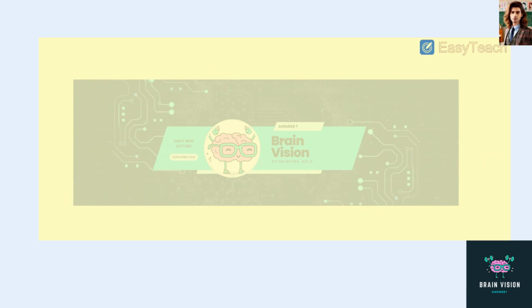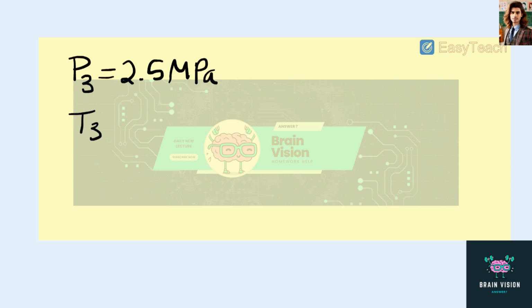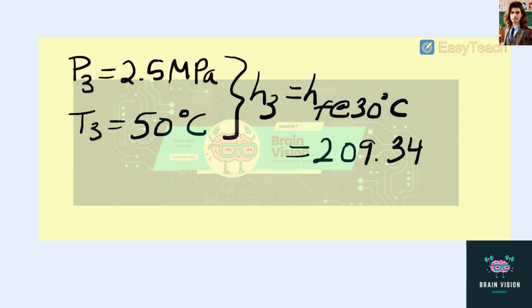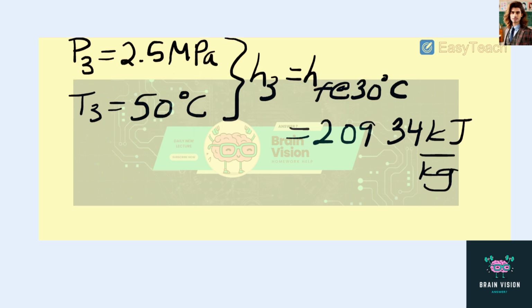We can also do this for the feed water as well. We know the inlet state of the feed water. We know that the pressure, P3, is 2.5 MPa, and we also know the temperature is equal to 50 degrees C. And therefore we can look up our enthalpy, which will be H3, and this will be the HF at 50 degrees C, which is equal to 209.34 kilojoules per kilogram.